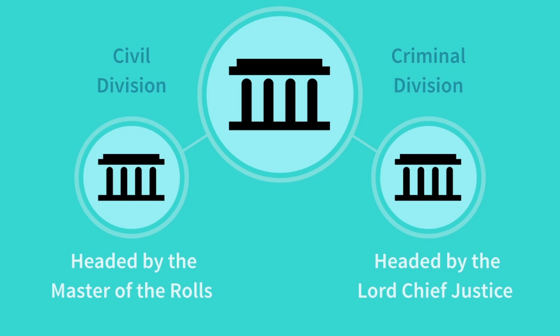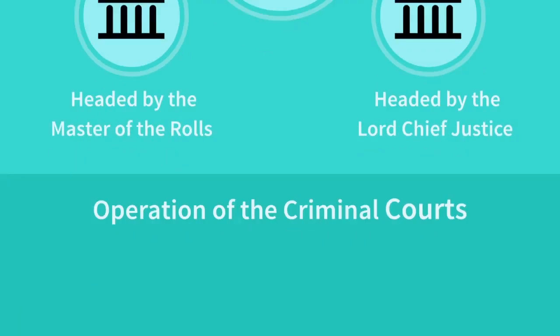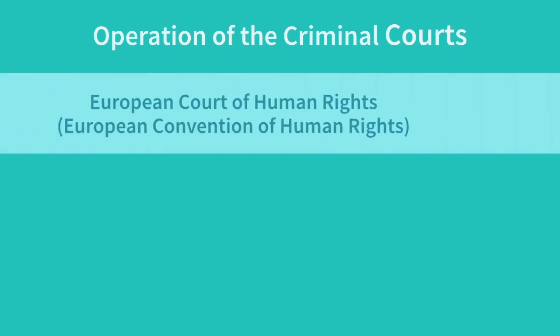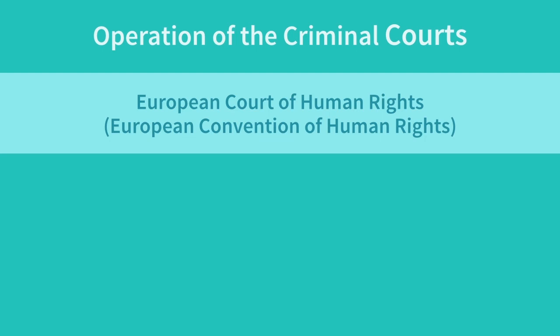We will now turn towards examining the structure of the criminal court. Given the vast number of criminal cases being brought from the English courts to the European Court of Human Rights, it can be argued that this is the highest court to hear criminal matters in England.